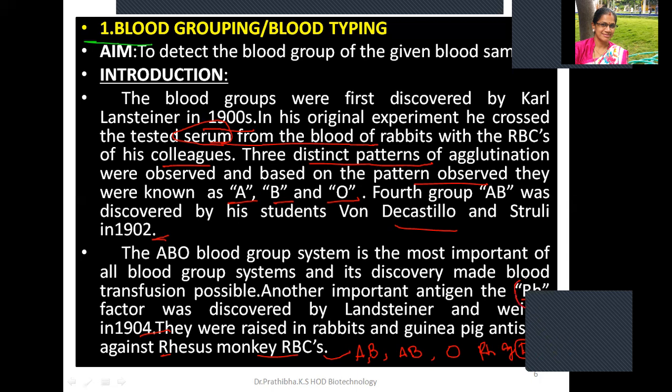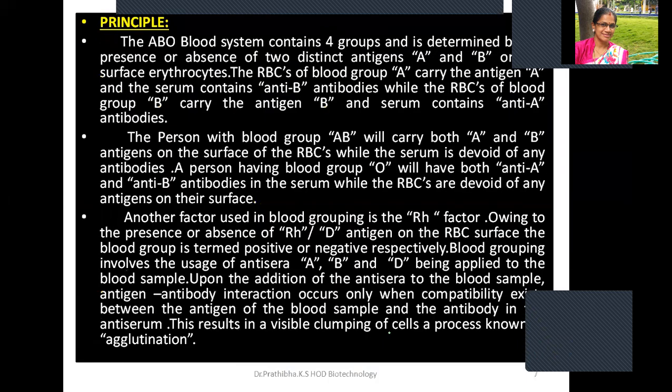This Rh factor will tell us whether the person is positive or negative. For example, A means A positive, B means B positive blood group. Now let us go through the principle.